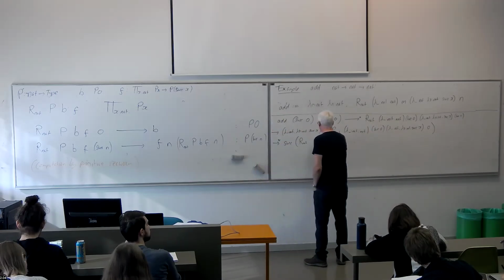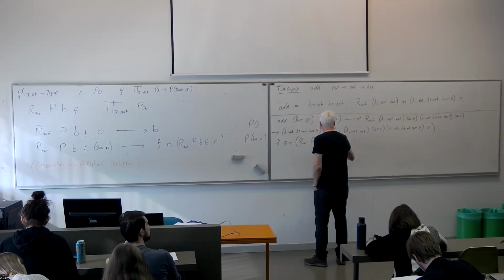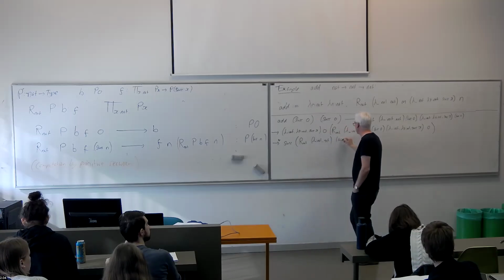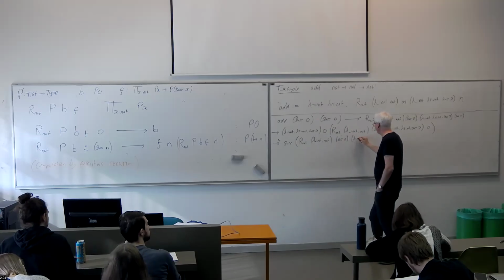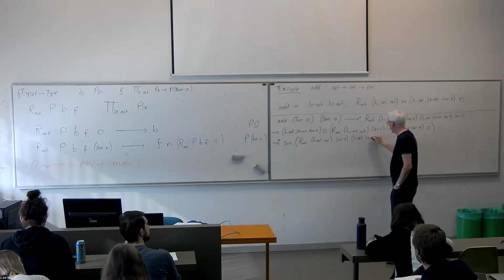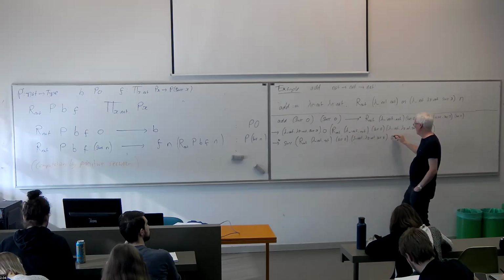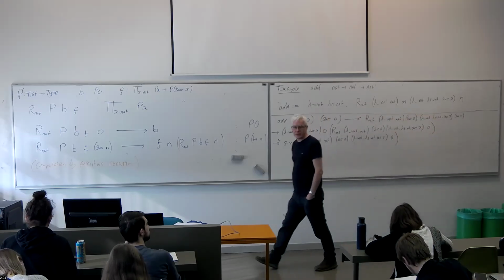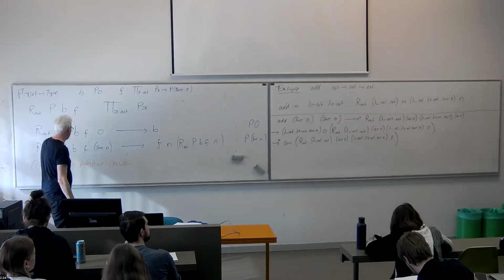Nat of lambda, type family, successor of 0. Okay. So what's the next step? Yeah, fine, of course. Yeah, very good.